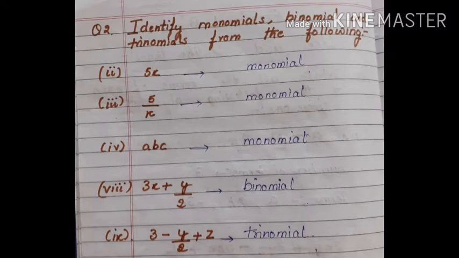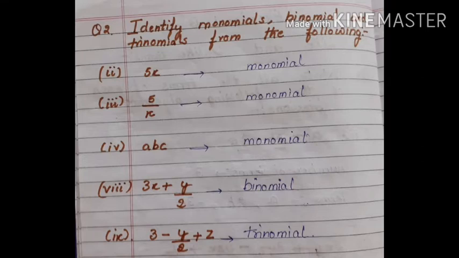A into B into C: as I told you, we never count multiplication and division when we count the number of terms, so again it is also a monomial. But if you see 3x plus y by 2, which is the 8th part of your book, can you see a plus sign in between 3x and y by 2? The plus sign differentiates it into two terms, so it becomes a binomial.